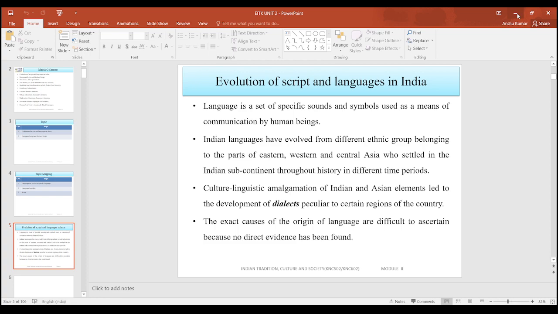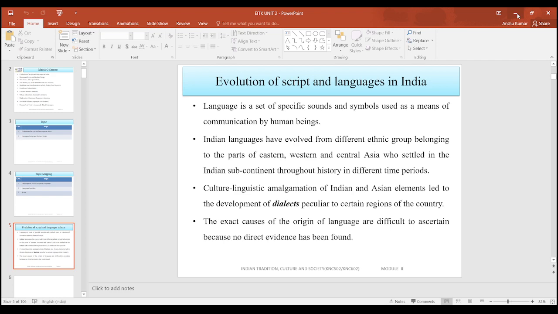The first is, what is language? Language is a shared collection of sounds and symbols that we use to communicate. Language is a set of specific sounds and symbols used as a means of communication by human beings. Always remember, language is for communication by human beings.